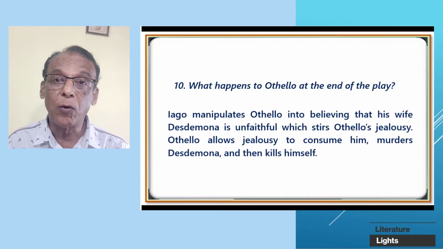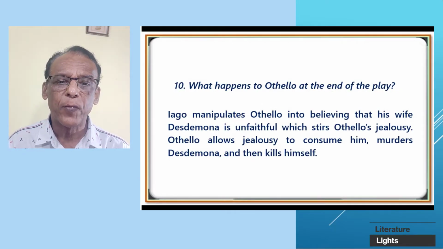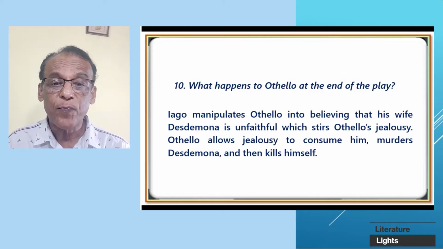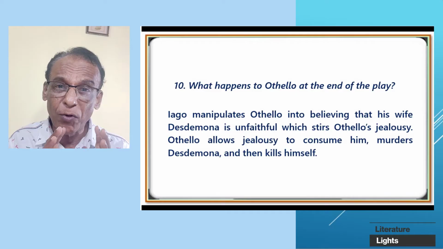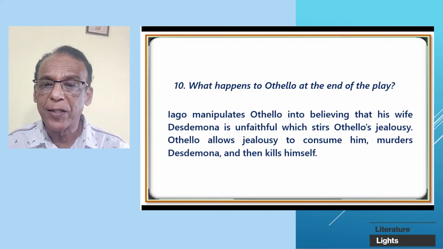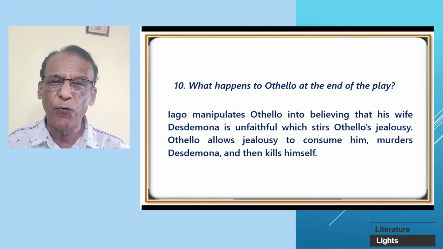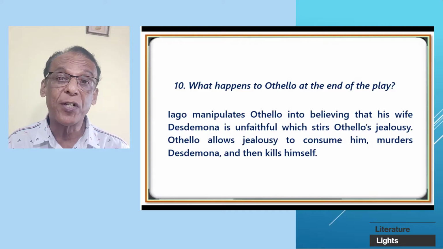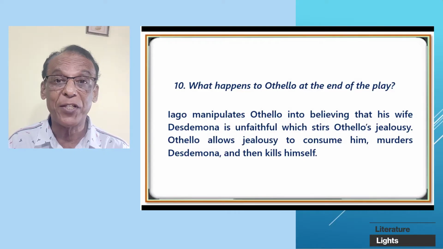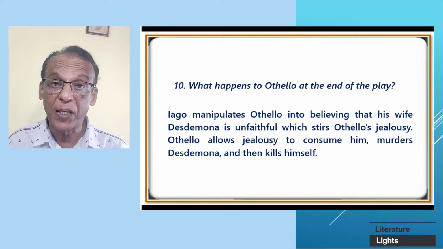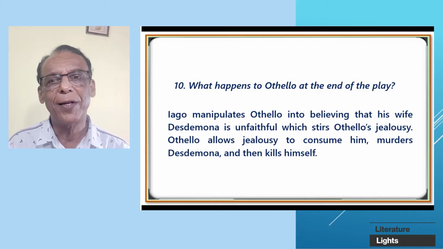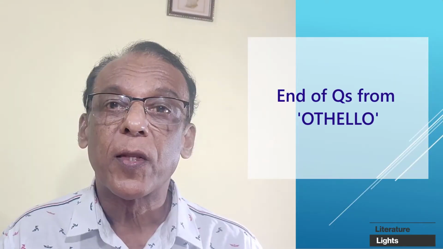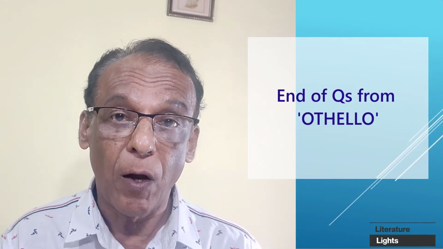What happens to Othello at the end of the play? Well, Iago manipulates Othello and makes Othello believe that his wife Desdemona is unfaithful, which stirs Othello's jealousy, which makes him very, very jealous. Othello allows jealousy to consume him, murders Desdemona, and then kills himself. So these are the questions from Othello.